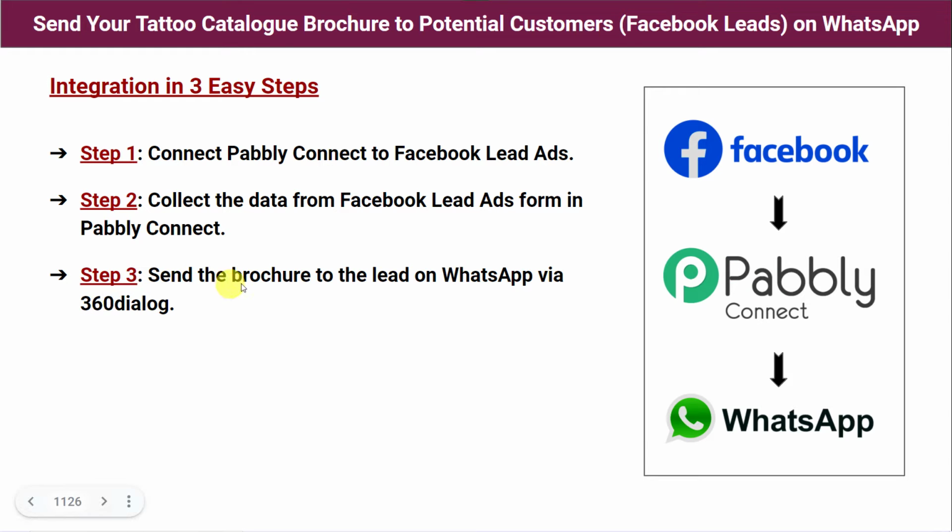Step 3. Send the brochure to the lead on WhatsApp via 360 dialog. So whatever data Pabbly Connect has captured from the Facebook lead ads form, that data will be used and a message will be sent along with the brochure on the WhatsApp number of the potential customer. Here we are using the 360 dialog application for sending the messages on WhatsApp. So in this way we are going to create an integration between Facebook and WhatsApp using Pabbly Connect. So let us learn the integration process now.